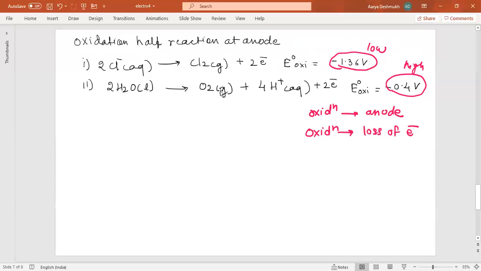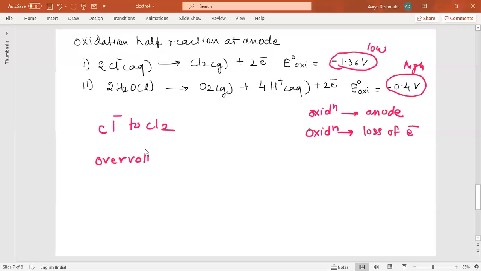It is expected that there should be a release of oxygen gas at the anode, but instead of that, experimentally it was found that there is an accumulation, or a release, of chlorine gas at the anode. It means that the anode reaction is oxidation of Cl minus to Cl2, isn't it? Now, this is happening due to this overvoltage.